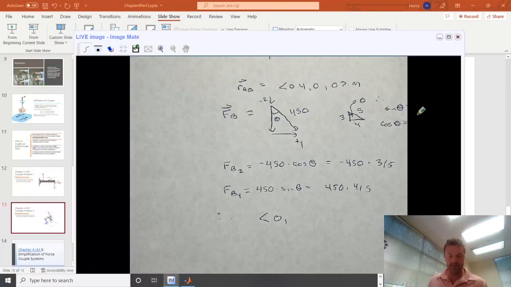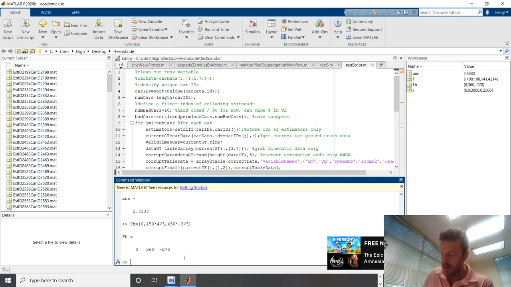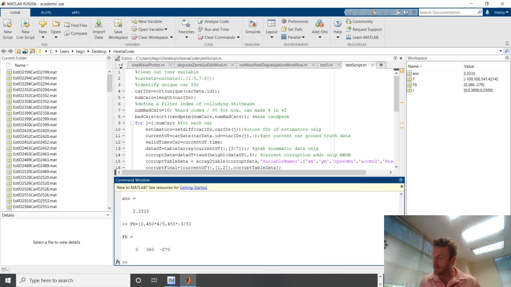Its y component, let's go over here and do this, I'm just going to define this vector in MATLAB. 0, 450 times 4/5 for the y component, and 450 times negative 3/5, just make sure you have a negative in there somehow. So that's your FB: 0, 360, and minus 270. And that will be in whatever units of magnitude we were given, which was newtons. And our position vector was in meters.